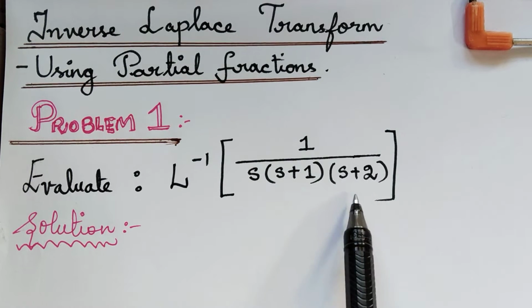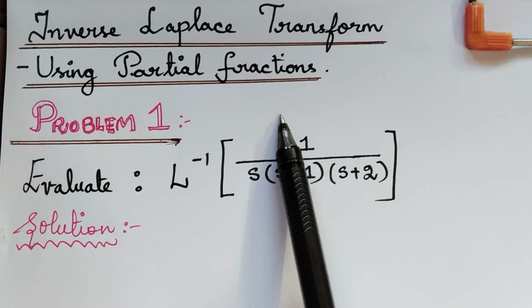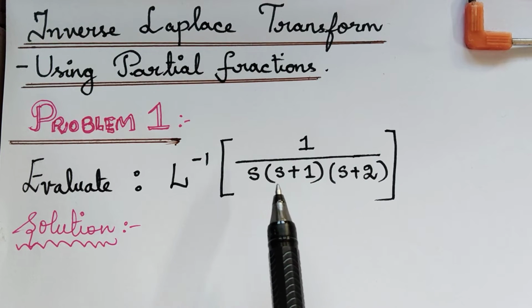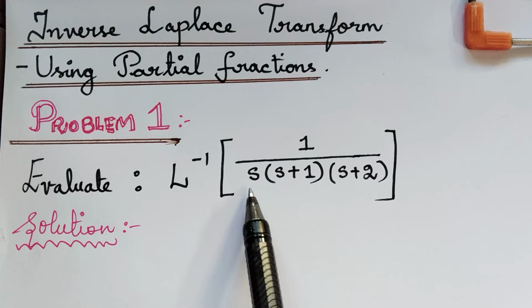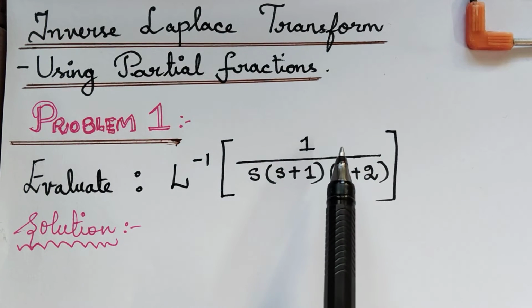1 multiplied with s plus 2. So the terms inside the bracket can be simplified by using partial fractions so that we can use the linearity property and apply the inverse Laplace transform to it. So first we will separate these terms by using partial fractions.